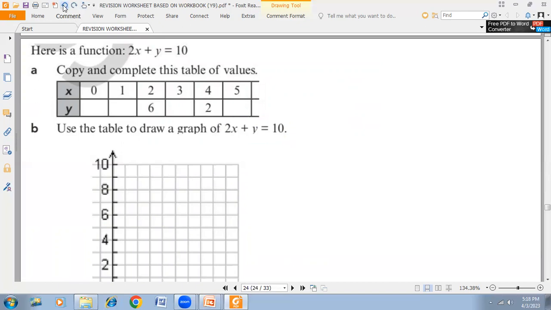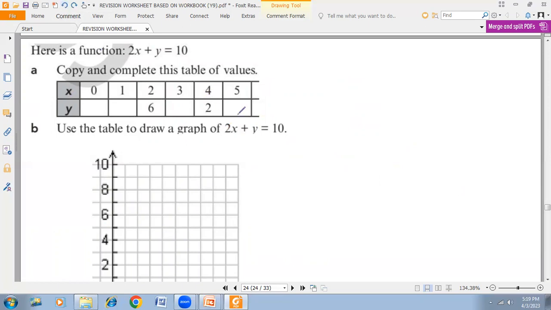So the value for x here is power 1. x to the power 1, not power 2. So when x has a power 2, the graph will be a smile graph like this, U-shaped graph. We call it a quadratic graph. If x has power 1, it's usually a straight line graph like this or like this.